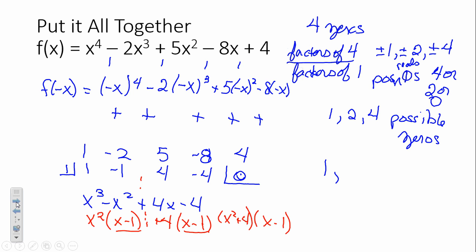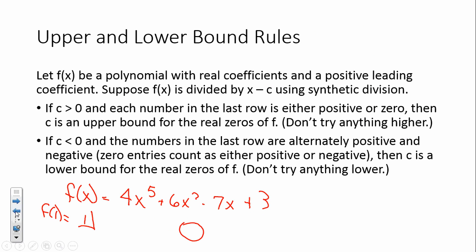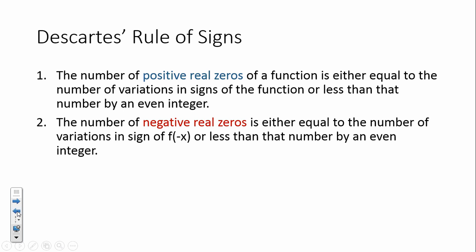Yep. So, let me go back. How do we know that we were not going to get any negatives? So when we plug in f of negative x, the number of variations of signs, or less than that by 2, is going to be the number of negative zeros. So when we didn't have any variations of signs, no negative zeros. If we had had 2 variations of signs, 2 negative zeros or 0, it follows the same pattern because of those complex conjugates. Okay?